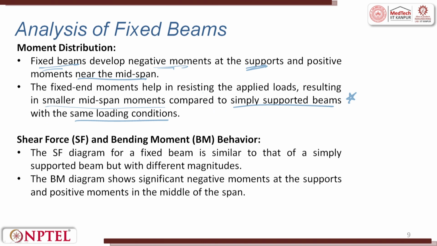The shear force and bending moment behavior. The shear force diagram for a fixed beam is similar to that of a simply supported beam, but with different magnitudes. For shear force, there is not much change. But the bending moment diagram shows significant negative moments at the supports and positive moments at the middle of the span. So, this point is also very important. When we look at the fixed beam, you should understand there will not be much difference for shear force, but for bending moment there will be a huge difference.